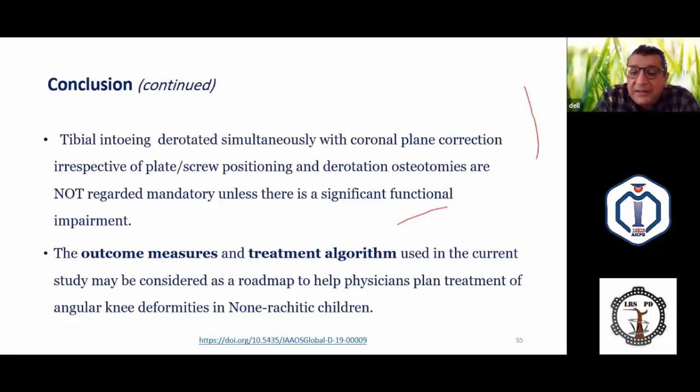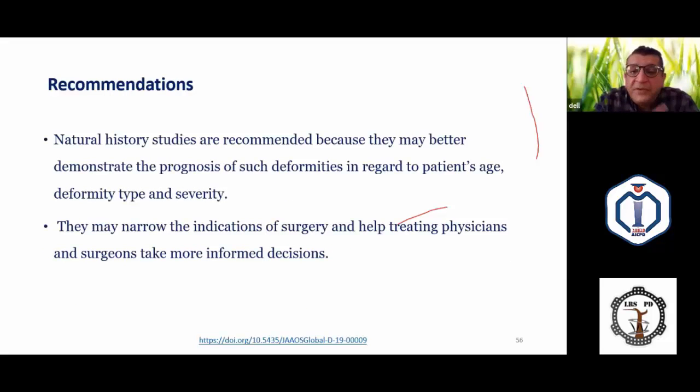The outcome measures and the treatment algorithm can be used to plan surgery for other coronal plane deformities in non-rachitic children or in other etiologies. They can be a general guide, deformity-wise or mechanical-wise. What do we recommend? We recommend natural history studies, because natural history studies will tell us which patients are more likely to resolve and which patients are more likely to have persistent deformities and need surgery, so we can base our surgeries on a more informed decision.